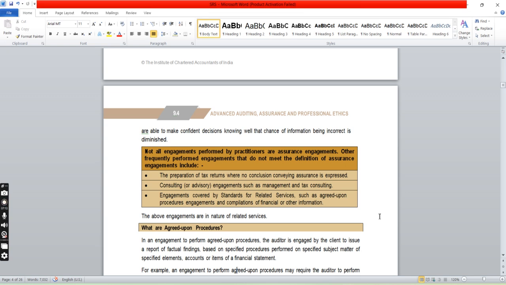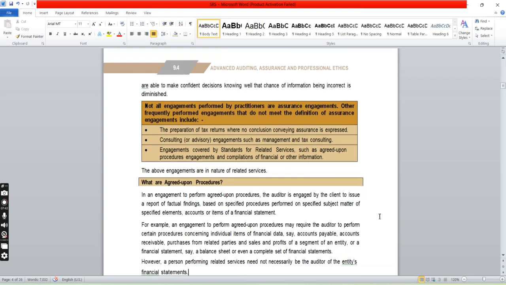Where there is a non-assurance engagement, these are nothing but related services. Whereas in standards on auditing, we provide assurance, we provide the opinion about the true and fair view of the financial statement. Whereas in non-assurance engagements, for example the tax returns, the management and tax consulting, the agreed upon procedures engagement and compilation of financial and other information, the above engagements are in the nature of related services.